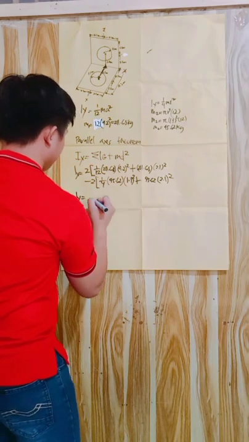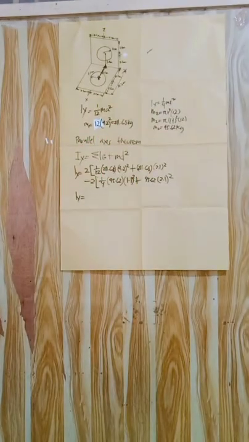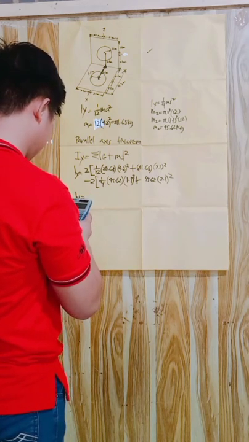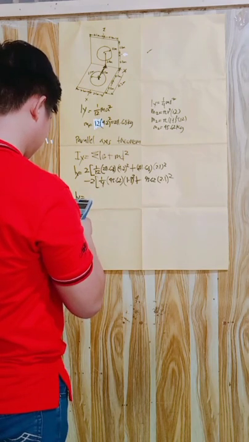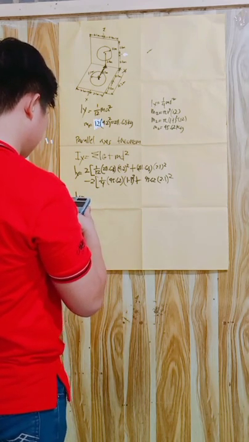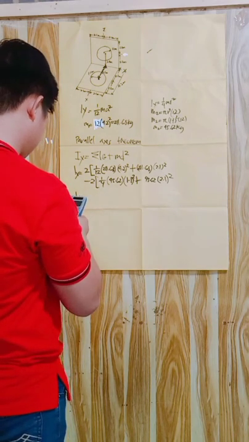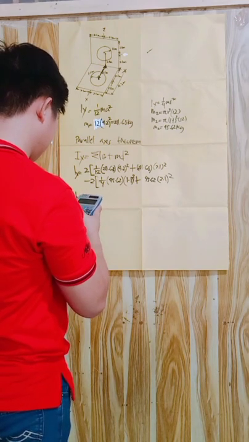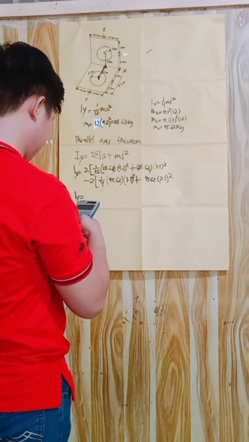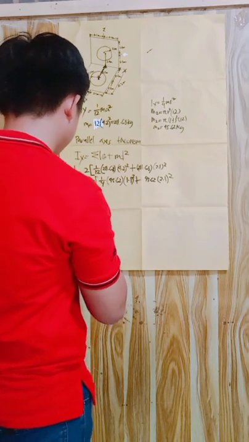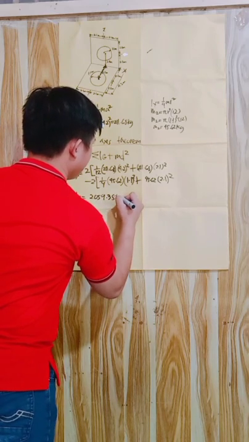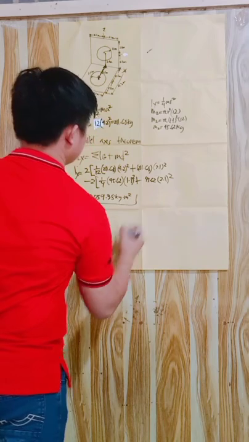Then, if we calculate that, we will have 1,059.38 kilogram per meter squared. So this is the mass moment of inertia.